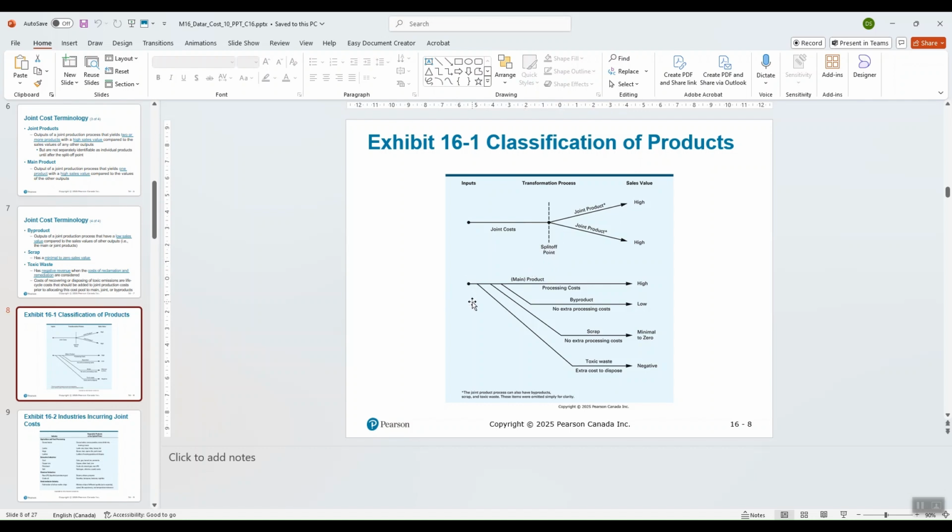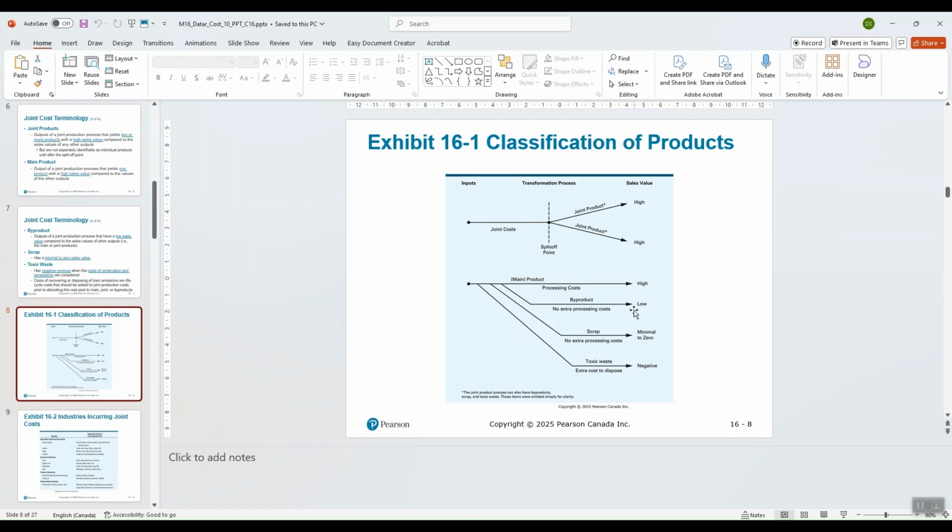Now this is your example when you are producing a main product. So there's only one product that you're aiming to get. So you start with the raw material, you keep processing, and then the entire processing cost is going to go to this product because that's the main product that they're selling.